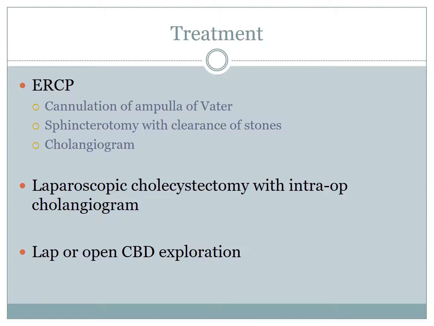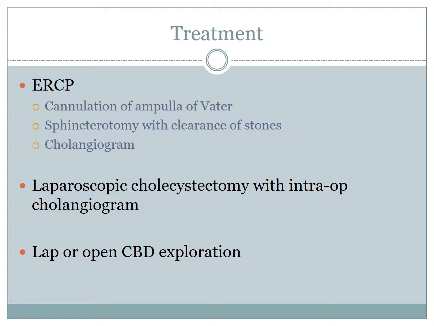So I just kind of talked about ERCP just a little bit. You can cannulate the ampulla, you can enlarge the sphincter, allowing passage of the stones, and then you can obviously do a cholangiogram, which means you shoot dye up into the duct and look for any more stones or obstructions or strictures in the biliary system.